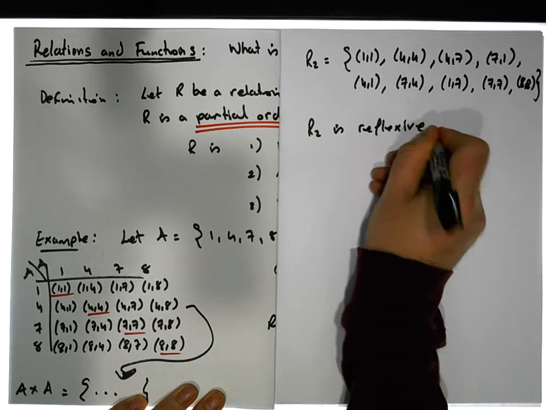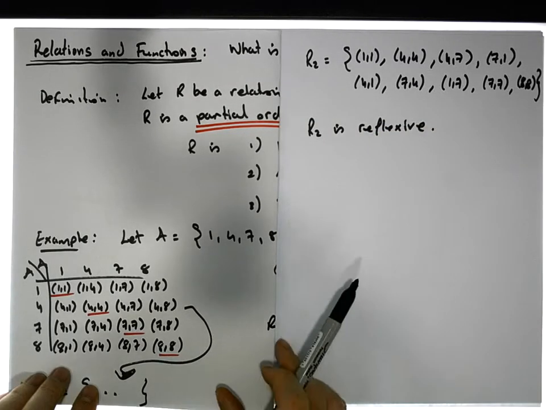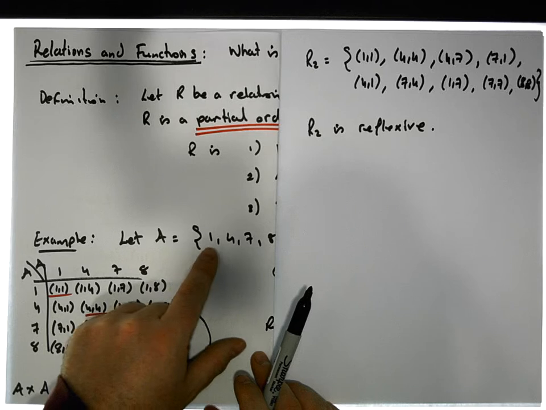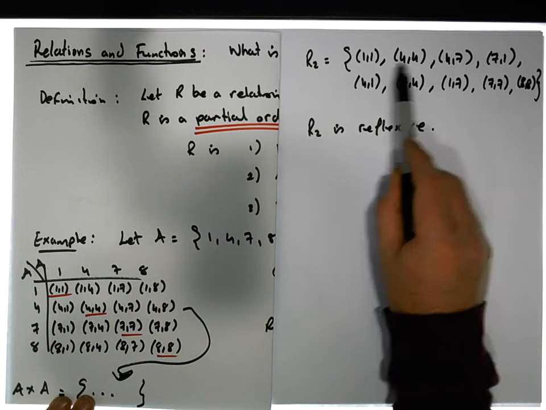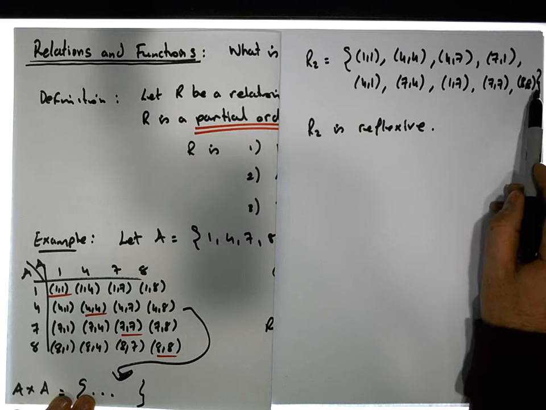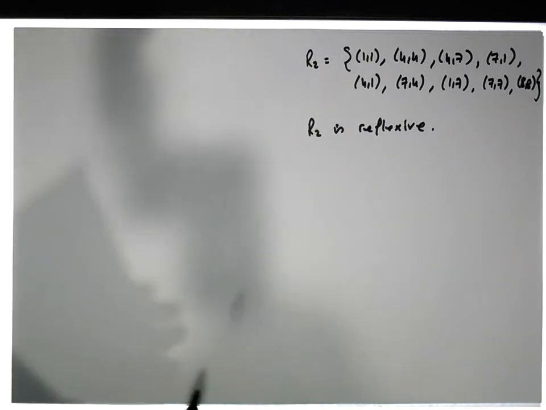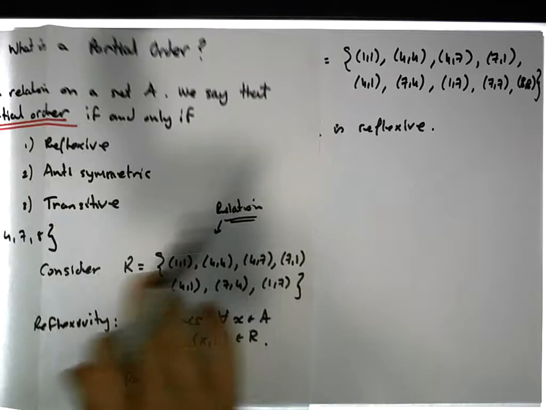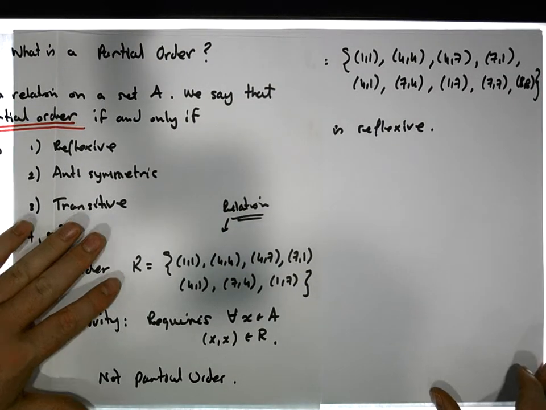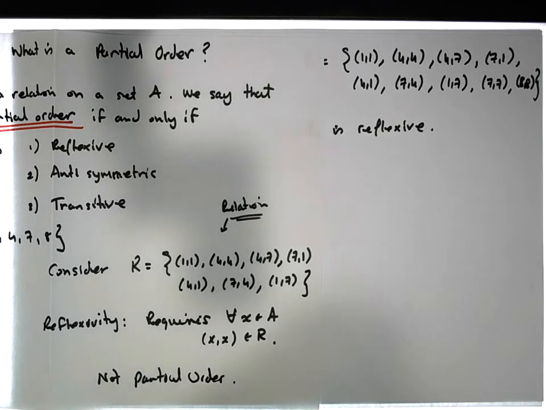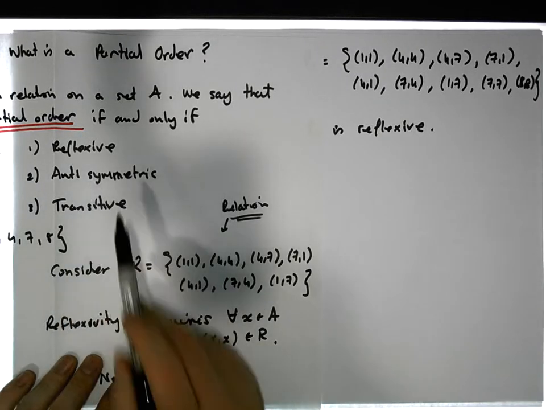Yes, it is, because for each x in this set A, 1, 4, 7, and 8, we have x, x in the relation. There's 1-1, there's 4-4, there's 7-7, and there's 8-8. So at this stage, we do meet the criteria for reflexivity, okay? What about the criteria with respect to anti-symmetric, okay?